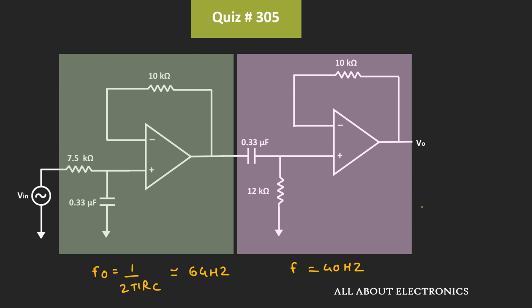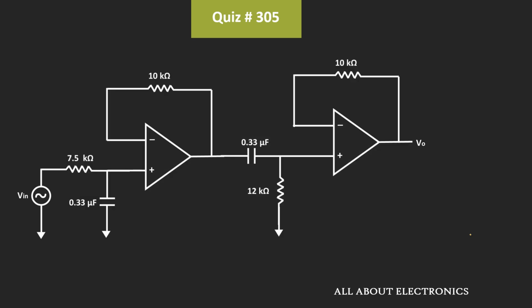That means if we see the frequency response of the overall system, then it will look like this. So here this frequency is around 40 Hz while this frequency is around 64 Hz. That means this filter will only allow the 50 Hz frequency and it will reject the 7th and the 5th harmonic. So here we have been asked to find the attenuation which is being provided by this circuit for the 5th and the 7th harmonic as well as for the fundamental frequency.